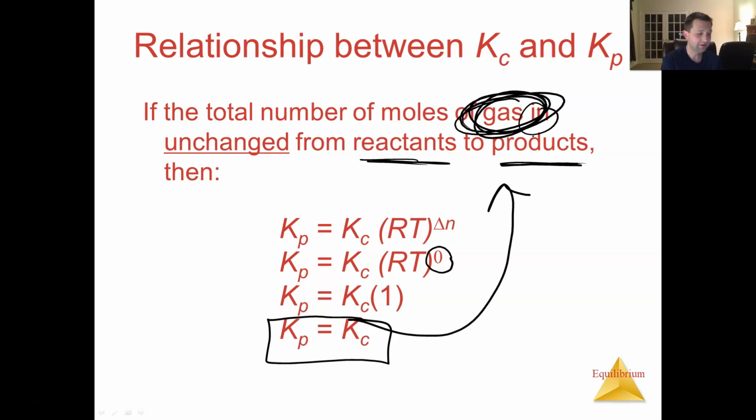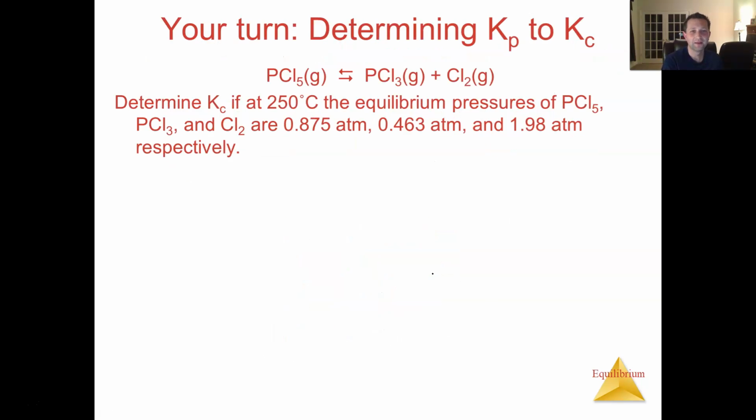I mean, you could do it the long way, like you could actually do the math and plug all this in. You're wasting your time because anything to the 0th power is 1, right? So let's try one. PCl5 yields PCl3 plus Cl2. Determine Kc if at 250 Celsius the equilibrium pressures of PCl5, PCl3, and Cl2 are 0.875, 0.463, and 1.98 atmospheres. Notice all these are in atmospheres for you already. I want to find the Kc value, so I need to manipulate what I had on the previous slide. Let's actually plug all this in and see what we end up with.